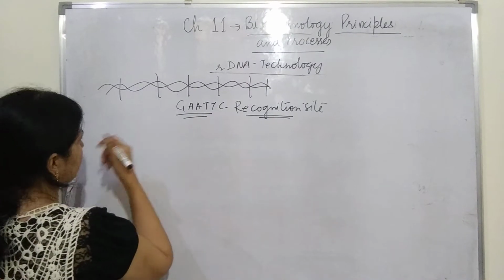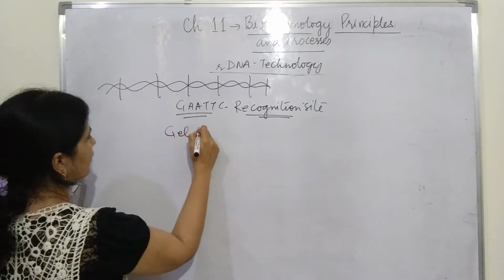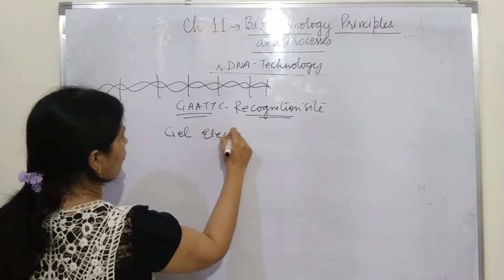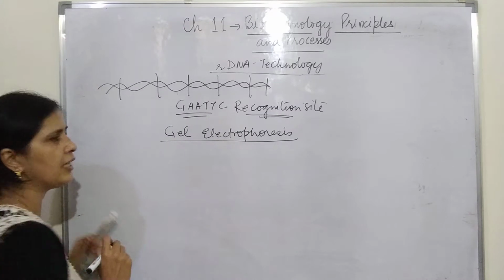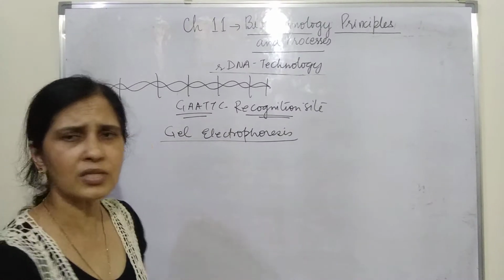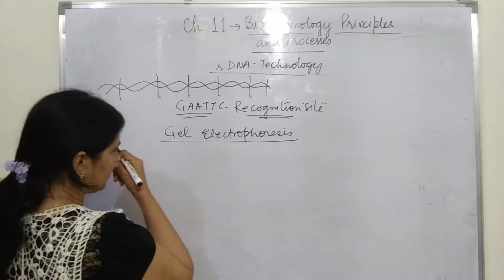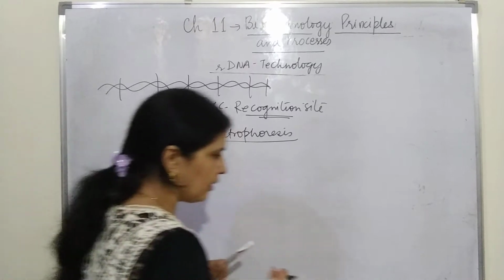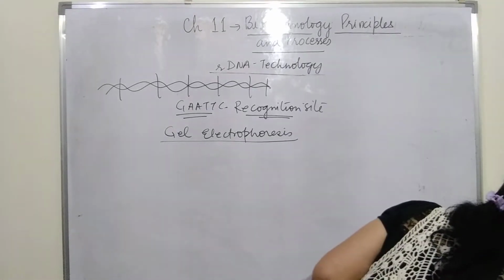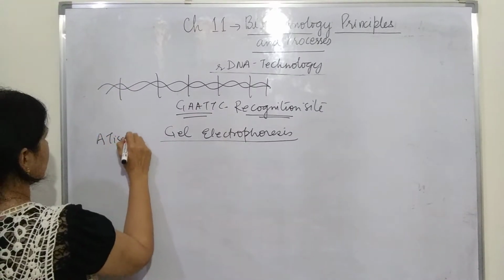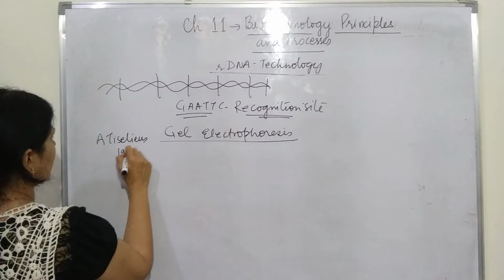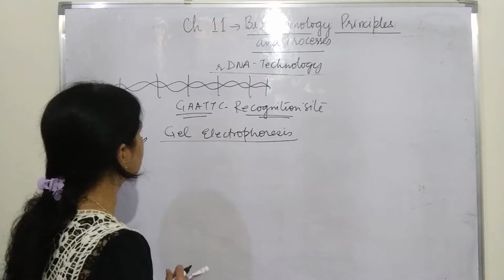Now, when the DNA has been cut into small pieces, then we separate them with the help of gel electrophoresis. Now, what is this gel electrophoresis technique? This technique was devised in 1931 by A. Tiselius in 1931. He used it for biochemistry processes.